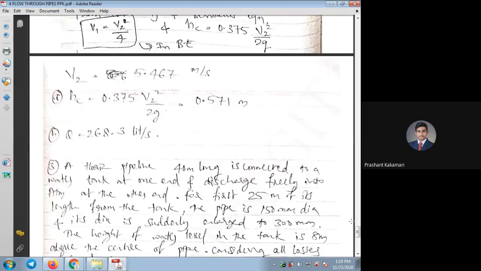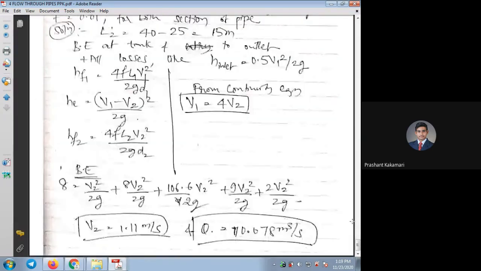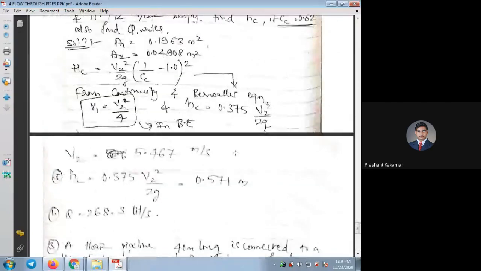So apart from this, the last one column is there on combined losses. If anyone confirms this velocity is correct, or any other value, HC or Q, is correct, then we'll proceed to the last problem. All other students should try this problem.